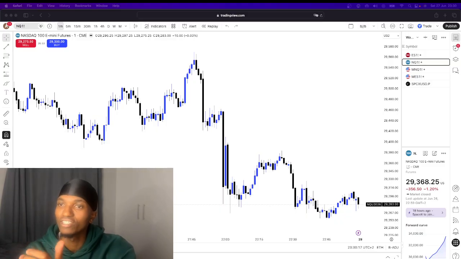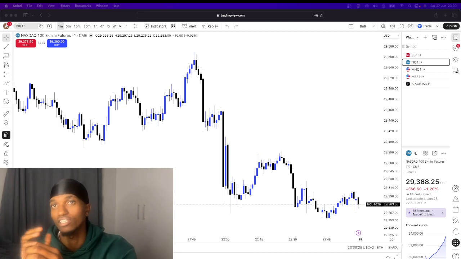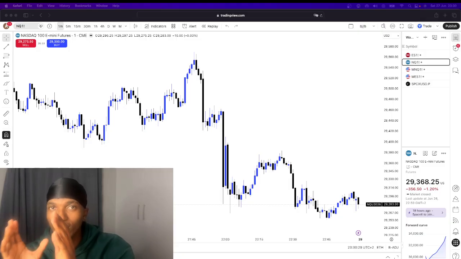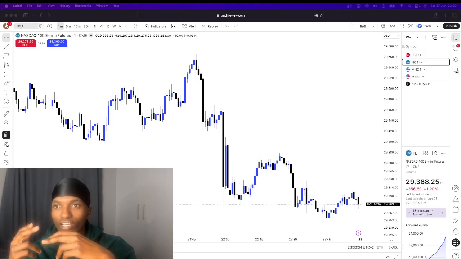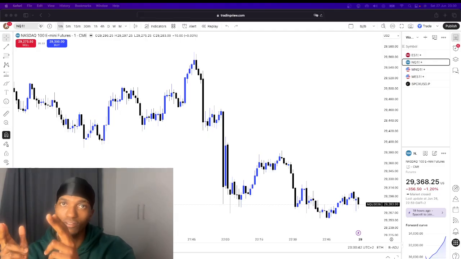So an SMT divergence is when two correlating indexes start to not correlate, right? Meaning in this case I use Nasdaq and ES, so the charts are the same. However, sometimes you'll find that Nasdaq is moving to the upside way quicker than ES, right? Or vice versa. That's when we say now we have an SMT.